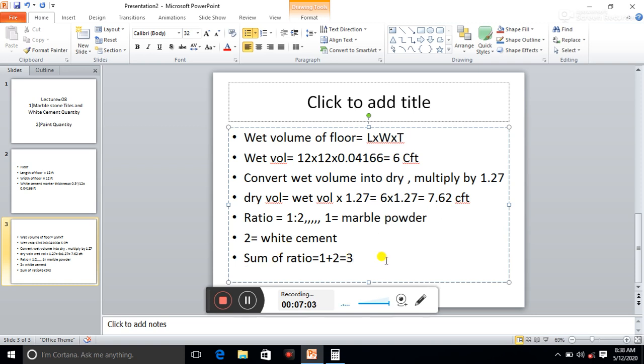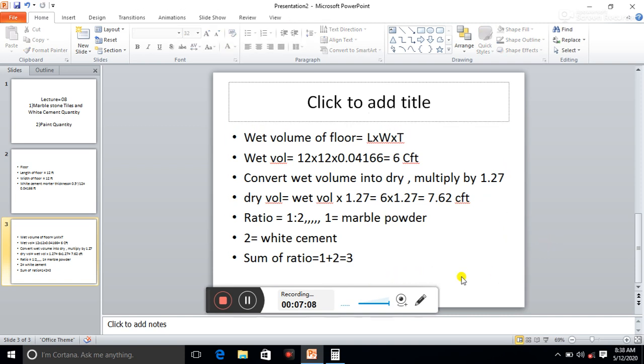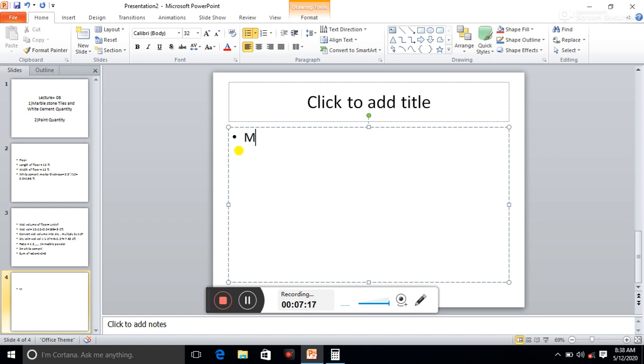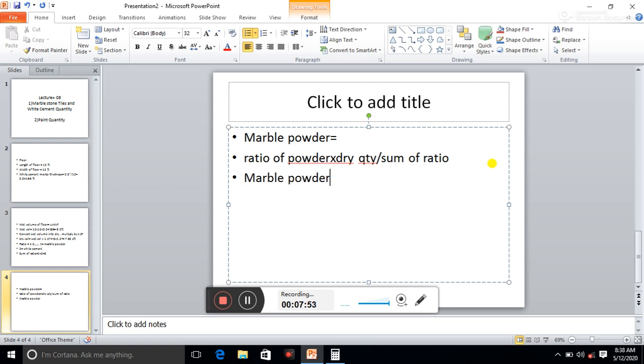Okay, so now we have dry quantity 7.62 and the sum of ratio, and now first we will find marble powder. For that we have a formula: ratio of powder multiplied by dry quantity divided by sum of ratio. So now putting the values, marble powder will be equal to: ratio of powder is 1 multiplied by 7.62, the dry quantity, divided by sum of ratio, which is 3.